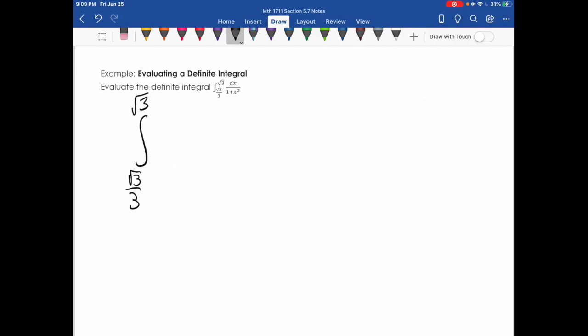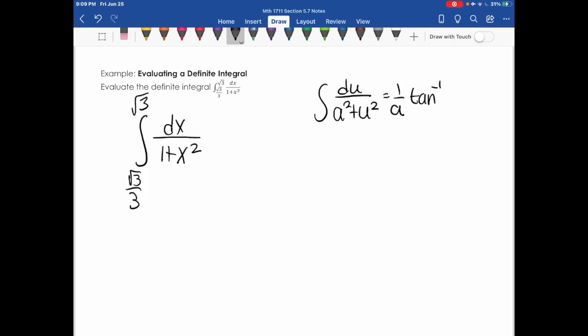Last example for this section, we're going to find the definite integral from the square root of 3 over 3 to the square root of 3 of dx over 1 plus x squared. Now when we look at this, this to me looks like the formula for inverse tangent. So we're going to use du over a squared plus u squared is equal to 1 over a times inverse tangent of u over a plus our constant.